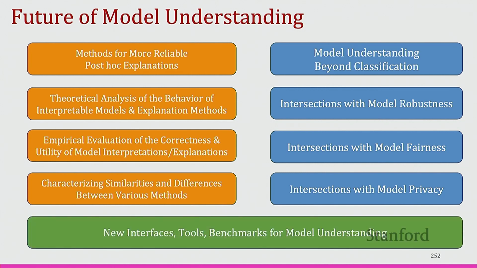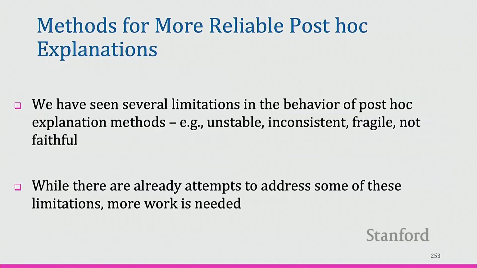So the first one is new methods for more reliable post-hoc explanations, right? Not surprising because we are seeing there are all these problems with existing methods. What do we do? Okay. All right. So we have seen that there are several limitations in the behavior of existing methods. For example, they're unstable, inconsistent, fragile, not faithful. While there are already different attempts to address some of these limitations, there is definitely more work that is needed, right?